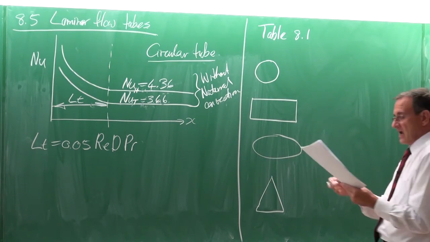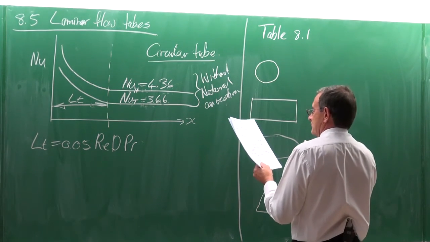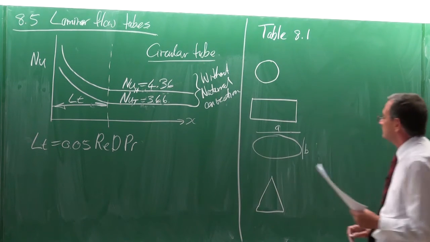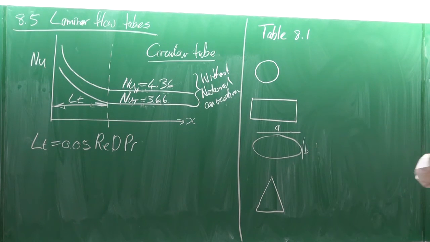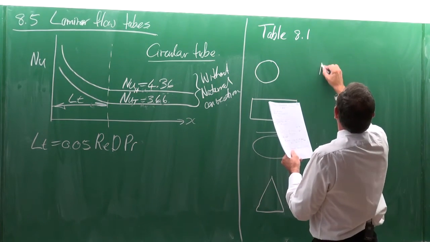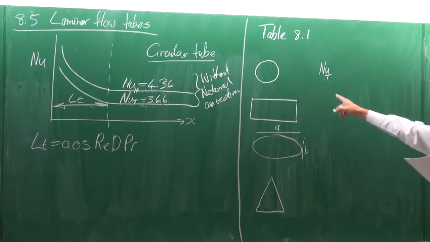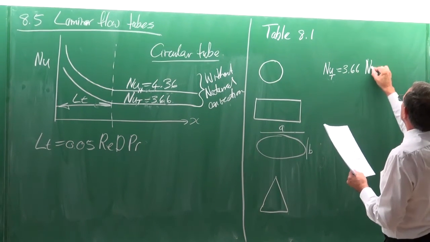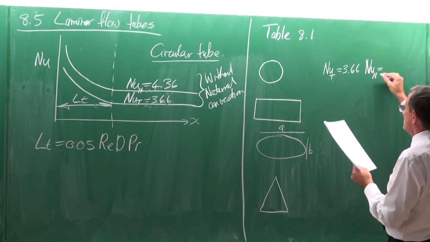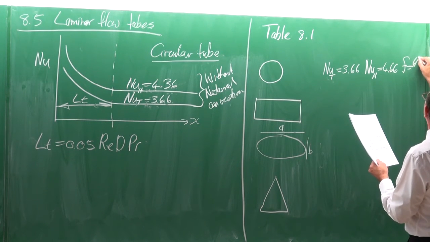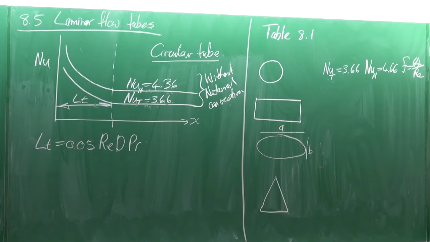Okay. And if that is the distance A and that is the distance B, then depending on these values, the Nusselt numbers and friction factors actually changes. So, in the table, it would give you for the circular tube, for Nusselt number, for the constant temperature case, the Nusselt number would be 3.66. It would also give you the Nusselt number for constant heat flux is equal to 4.36. And then it would give you the friction factor is 64 divided by the Reynolds number. Okay.